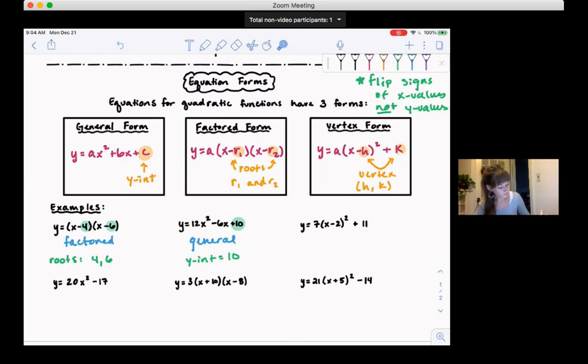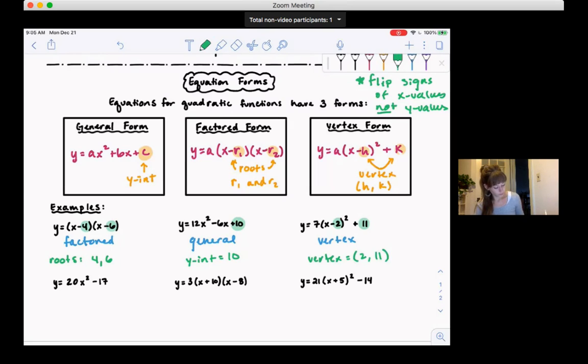Okay, this one, 7 times x minus 2 all squared plus 11. When you see that little squared there, that tells you that it's in vertex form. And the coordinates of the vertex will be 2 and 11. So it's x minus 2, but we flip the x coordinates. So our vertex is positive 2, but we don't flip y values, so also positive 11.